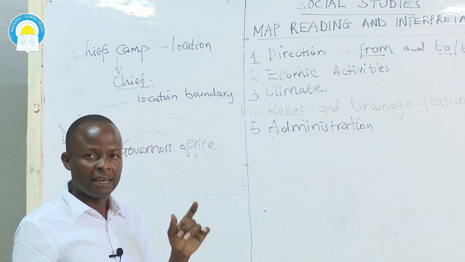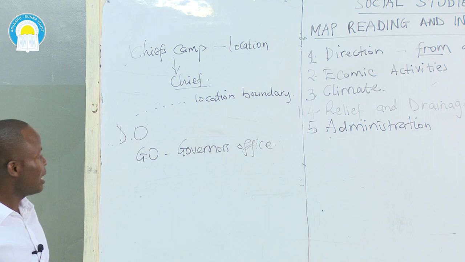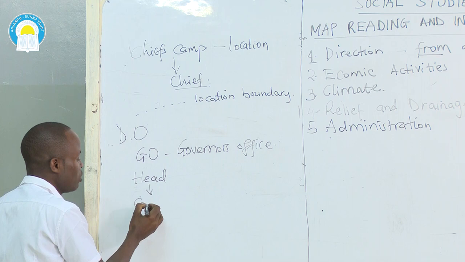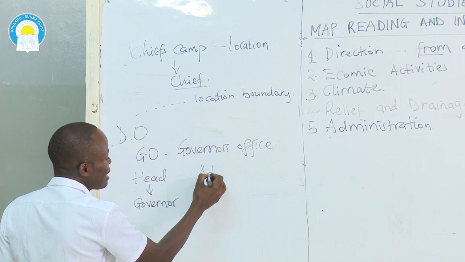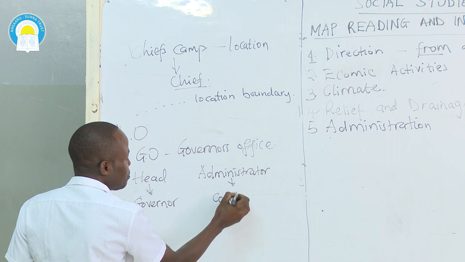So I want you to take note here, because pupils normally get a wrong answer here. When you are asked the head of an area and it is a county, the head of a county is a governor. But when you are asked about the chief administrator, here we have the county commissioner.